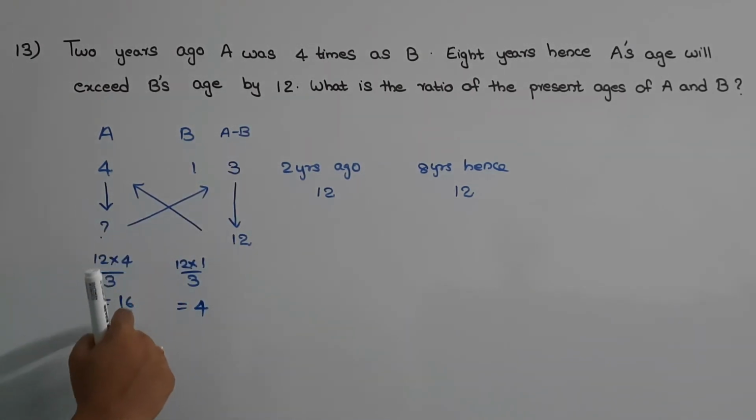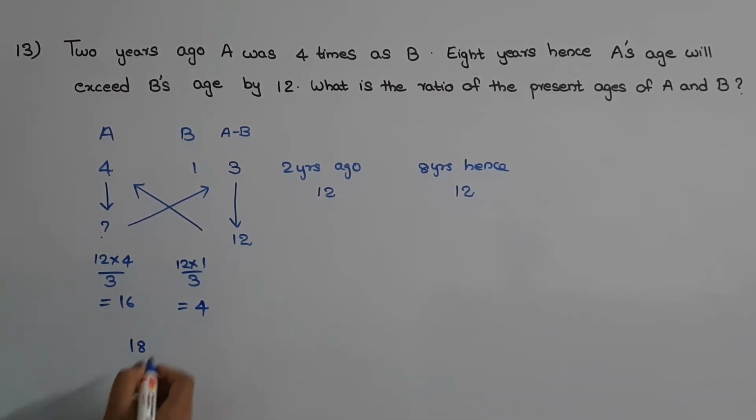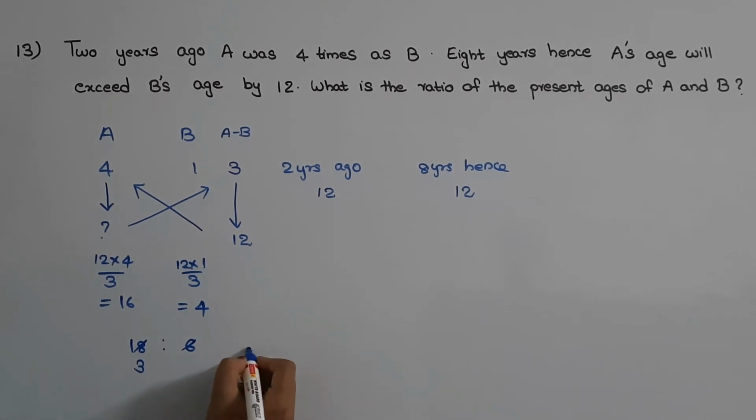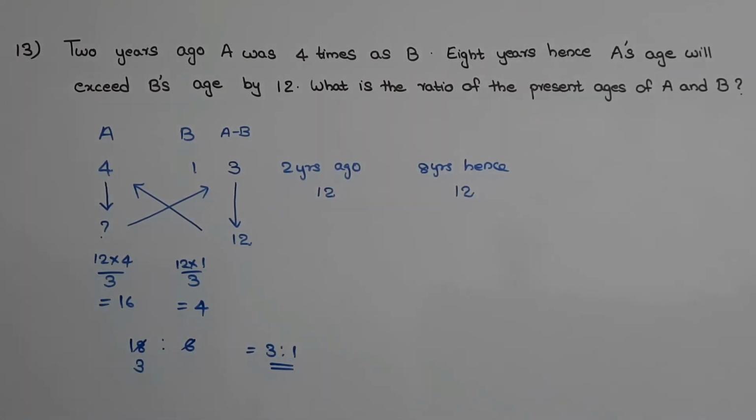Then what would be the ages at present? At present A's age would be 16 plus 2, that is 18. And B's age would be 4 plus 2, that is 6. Then what is their ratio? That will be equal to 3:1. So the ratio of the ages of A and B at present is 3:1.